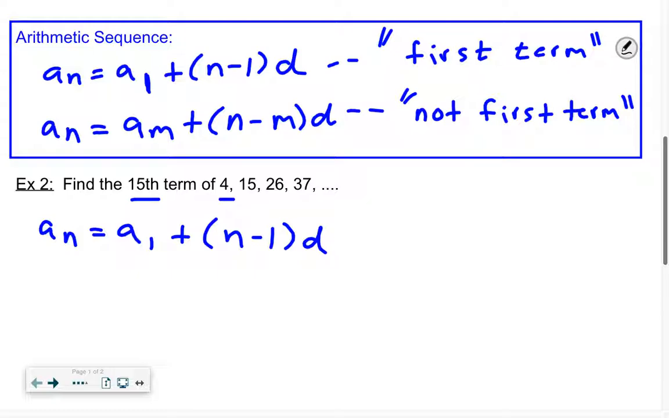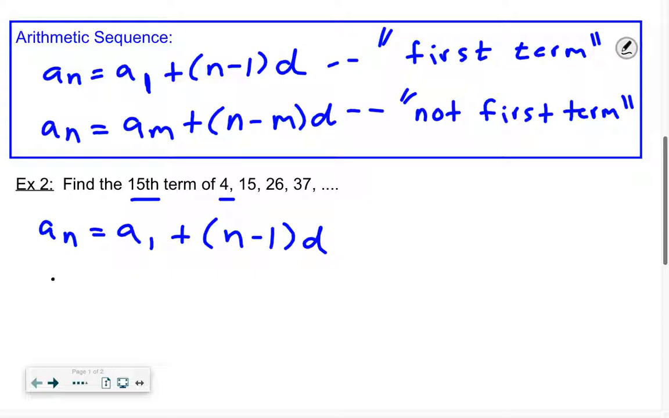Now the first thing when you attack these problems is, can you identify the common difference, or do they give it to us? The answer is yes. What's our common difference here? We're increasing by how much each time? 11. We will get into the problem where they don't give you, or you cannot identify, the common difference here in a little bit. But we know what the common difference is. That's good news for us.